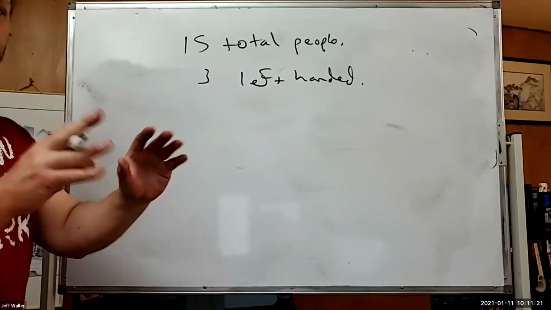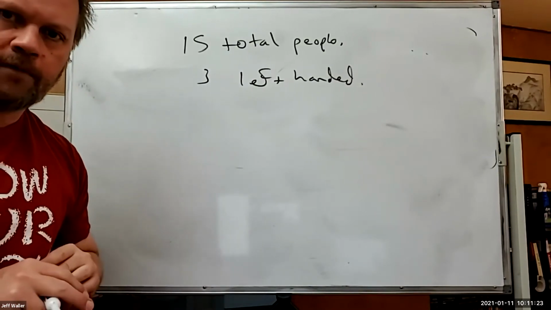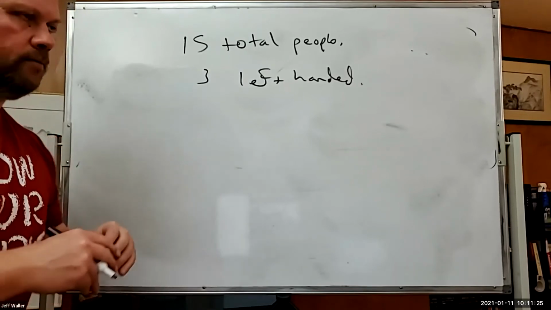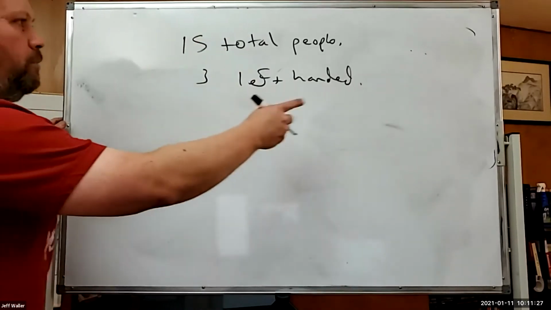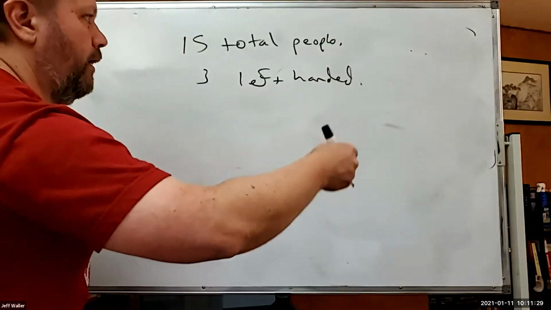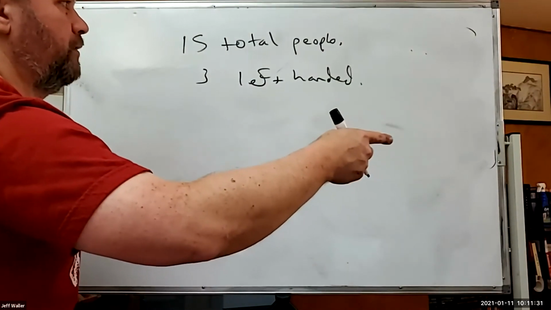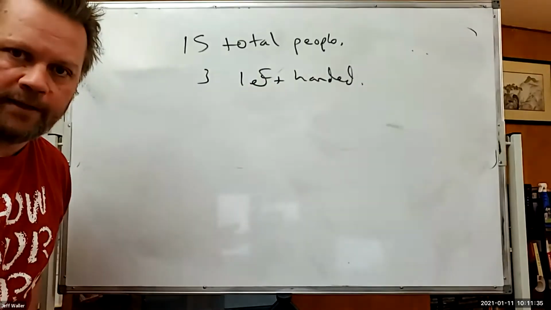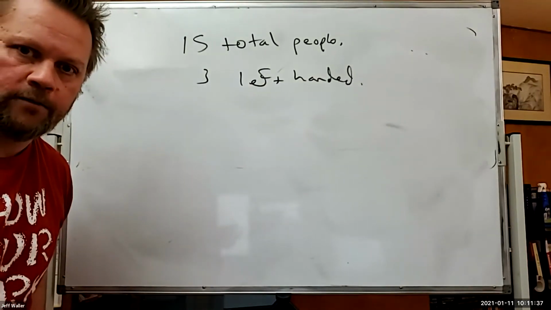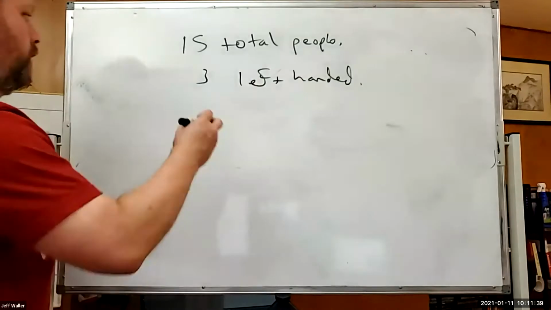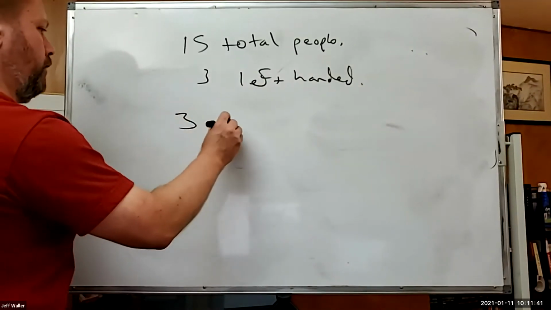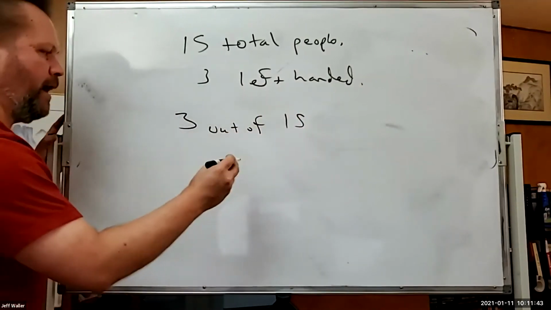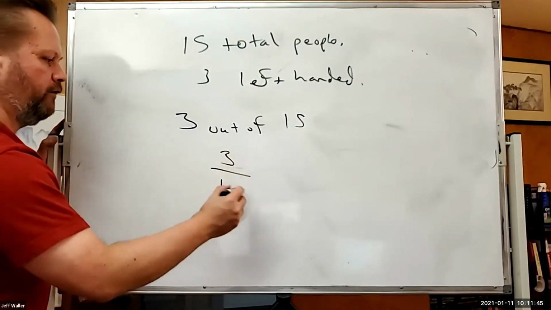So what is the way you set up the ratio here? How many out of how many? How would you say this in English? 3 people are left-handed out of, 3 out of 15. Wouldn't we all say it like that? Isn't that an acceptable way to say that in human English? Yes. Okay. So 3 out of 15, which mathematically, of course, is 3 out of 15.